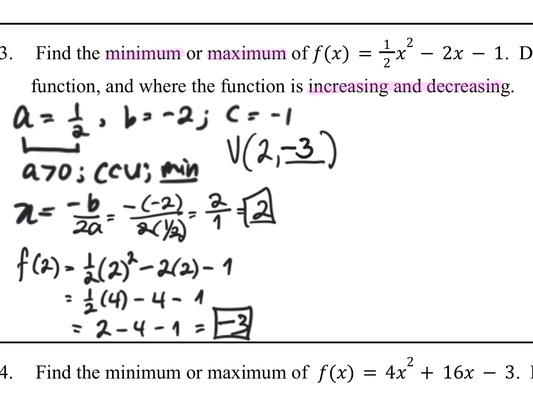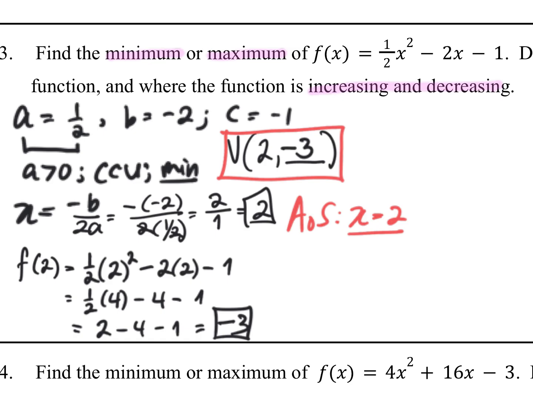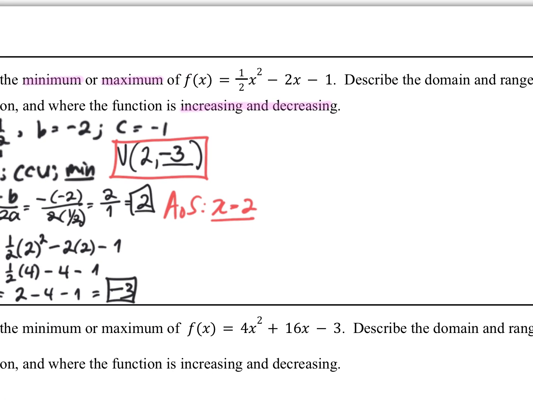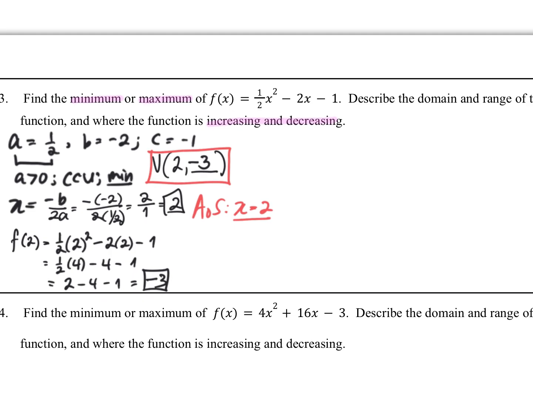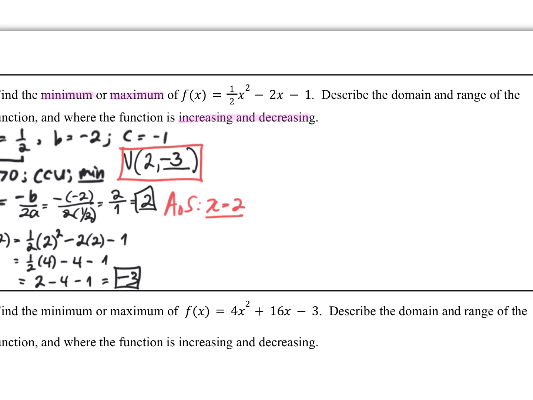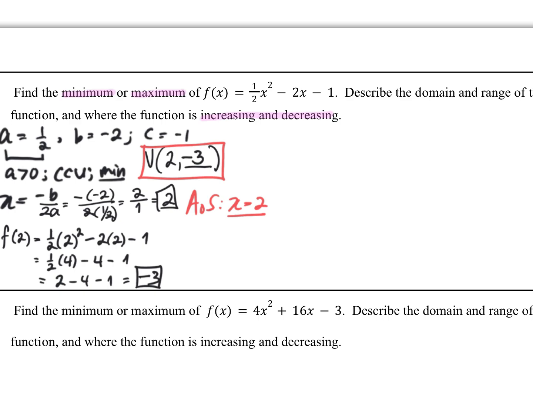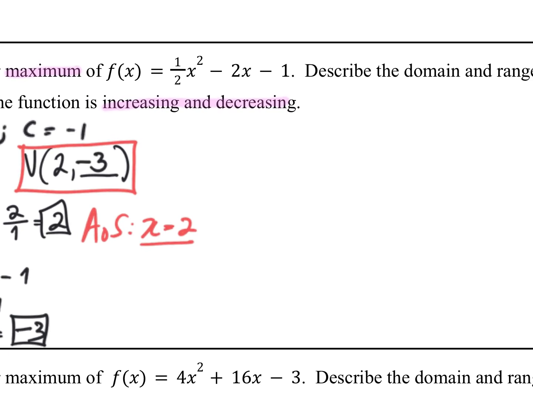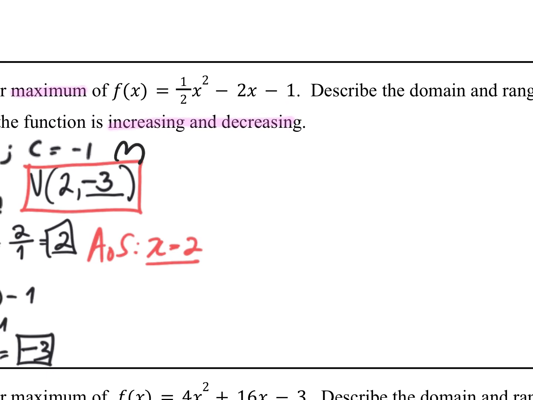Okay, so now that we have our vertex, here is our vertex, 2, -3, it also follows that our axis of symmetry, okay, let me write it in different color. Our axis of symmetry is going to be located at x equal 2. Now let's answer what is being asked in this question. Find the minimum or maximum. We're going to describe the domain and the range, and then we're going to check where the function is increasing and decreasing. So let's use our vertex again. Look at our vertex. Our vertex is very important.